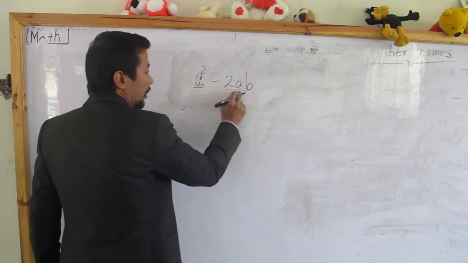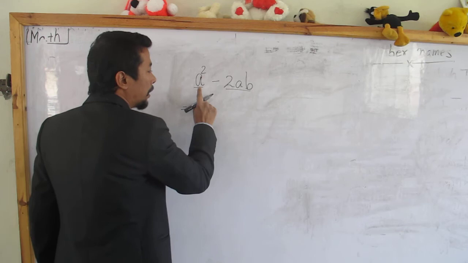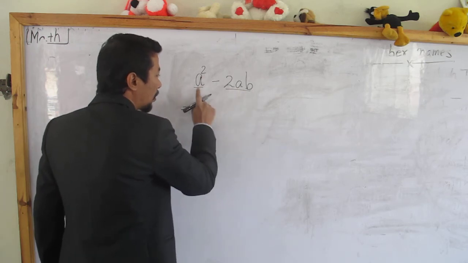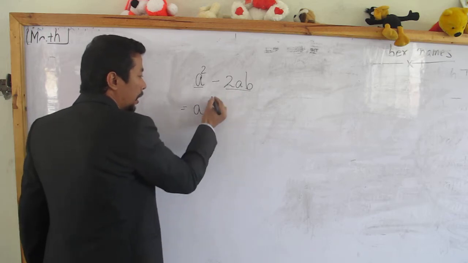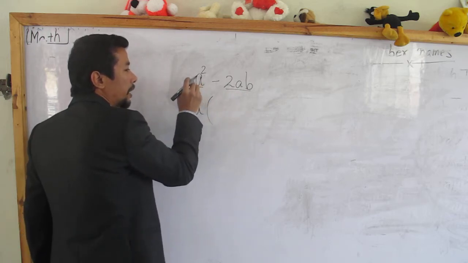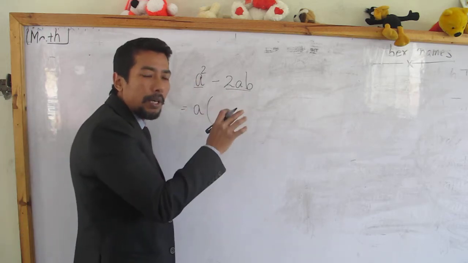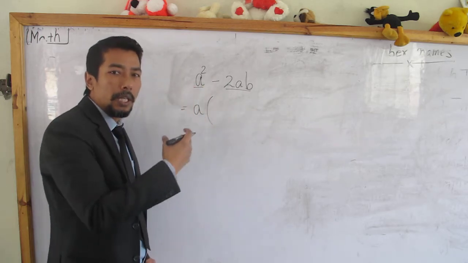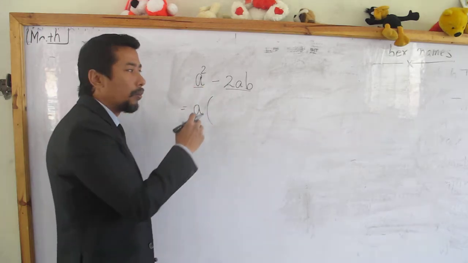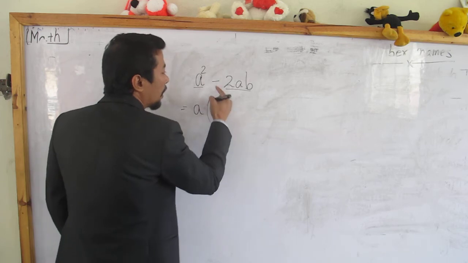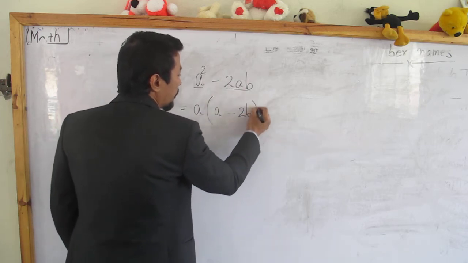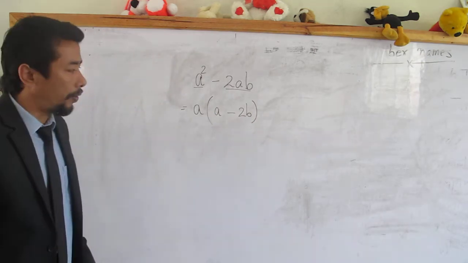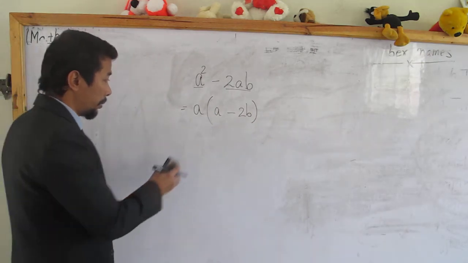But the stepwise, first step was to find common between these two terms, and the common here and here is a. So we removed a. Now what is left here? There was a times a, and you removed one a. After removing one a, what is left? 1a is left. Minus, so you removed a, so 2b is left. So this is our solution for another question with minus sign.